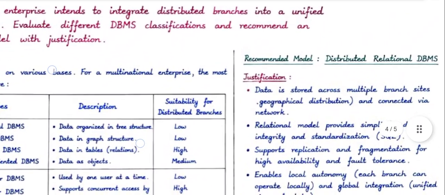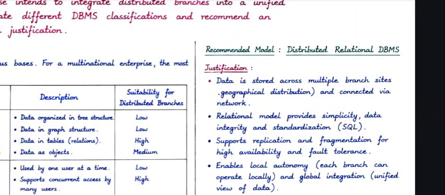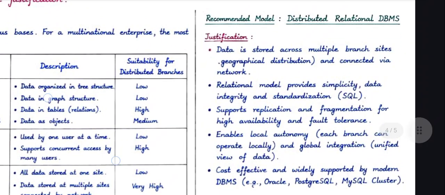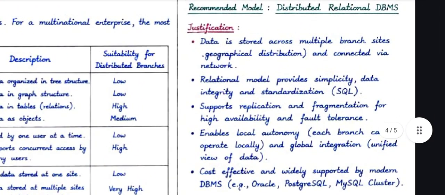A recommended model: distributed relational DBMS. Why? Because data is stored across multiple branch sites with geographical distribution, and connected via network. The relational model provides simplicity, data integrity, and standardization (SQL), and supports replication and fragmentation for high availability and fault tolerance. Enables local autonomy. Each branch can operate locally, with global integration and a unified view of data.